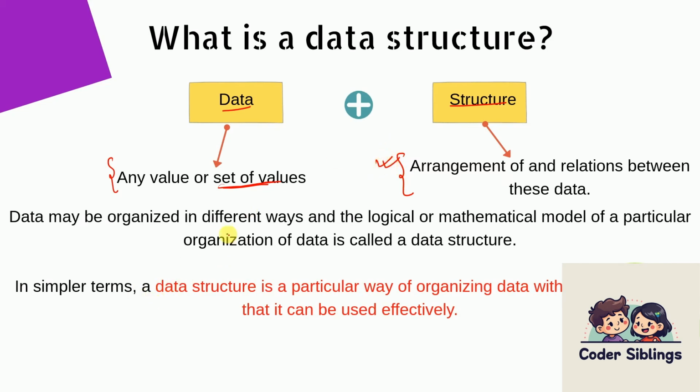So data may be organized in different ways. We can organize it alphabetically, numerically, ascending, descending, etc., in however many ways possible. And the logical or mathematical model of a particular organization of data is known as a data structure. In simpler terms, a data structure is a particular way of organizing data within a computer so that it can be used effectively. In the previous example, we had to access all of those names that start with N. So organizing it alphabetically made it efficient for us to order and store all of those that start with N. Hence, extraction of data becomes easy when you use a data structure.